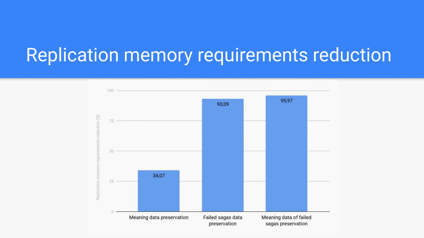Evaluation of memory consumption shows that the optional data preservation optimization plays the biggest role in memory consumption for replication. It reduces requirements up to 93%. The meaning data optimization itself reduces memory requirements only by 34%. The union of these optimizations reduces memory consumption by almost 96%. In this case, preservation of only failed Saga's meaning data will be performed.